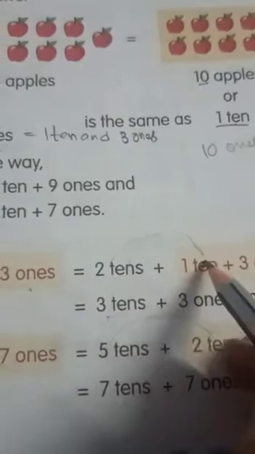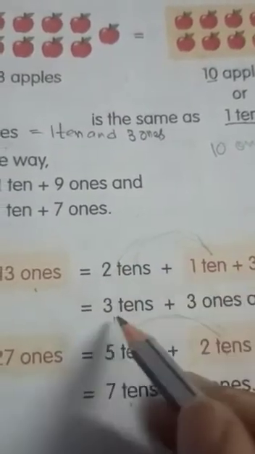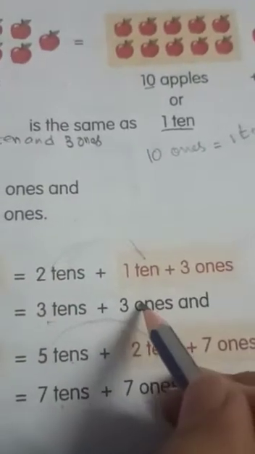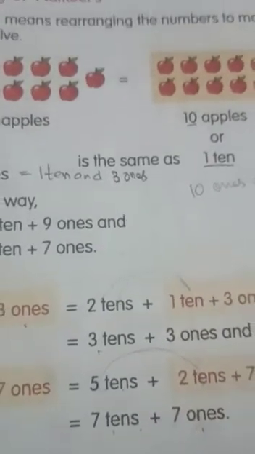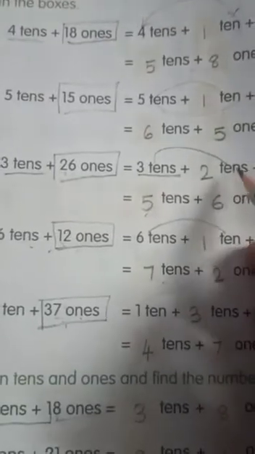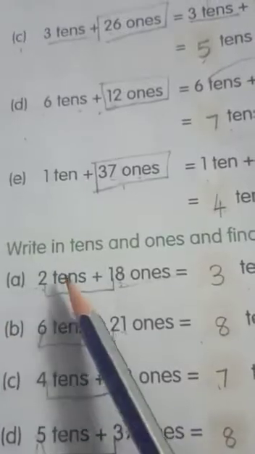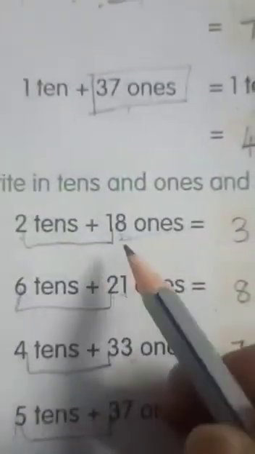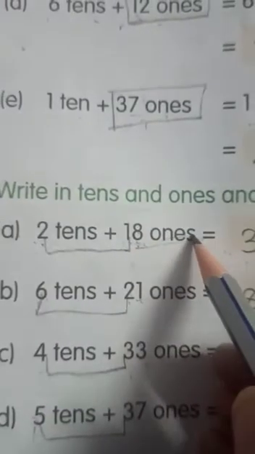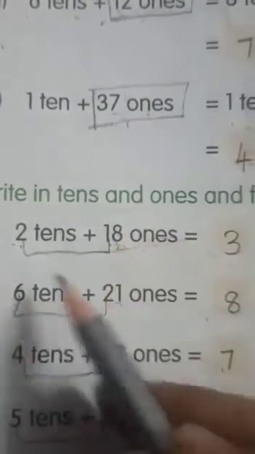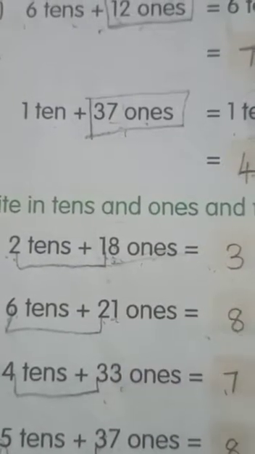Now add these tens. 2 plus 1 is 3. 3 tens plus 3 ones. So this is the regrouping, children. Next, in exercise 2.3, you have to do the regrouping and solve the problems. In the second question, write in tens and ones and find the number. In the same way, you have to apply the regrouping on the ones and add the tens and make the number.